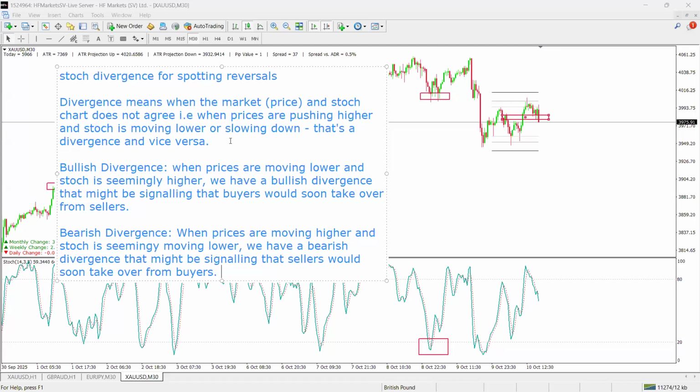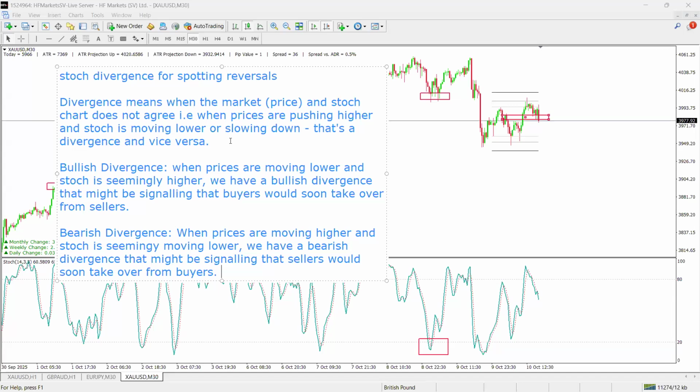In what sense? There will be a bullish reversal, which means from a downtrend, market can potentially move back to an uptrend if prices are going down and stock is now suddenly showing a movement back up. That's a disparity clearly showing there's a possibility that buyers will soon take over that particular market.